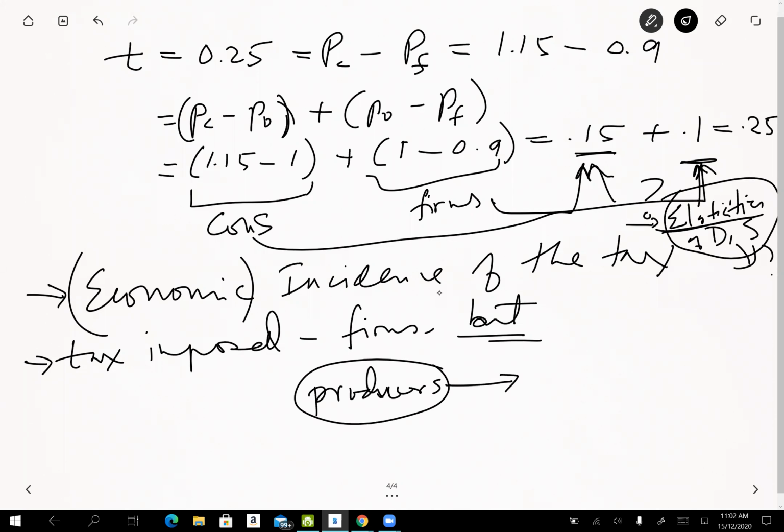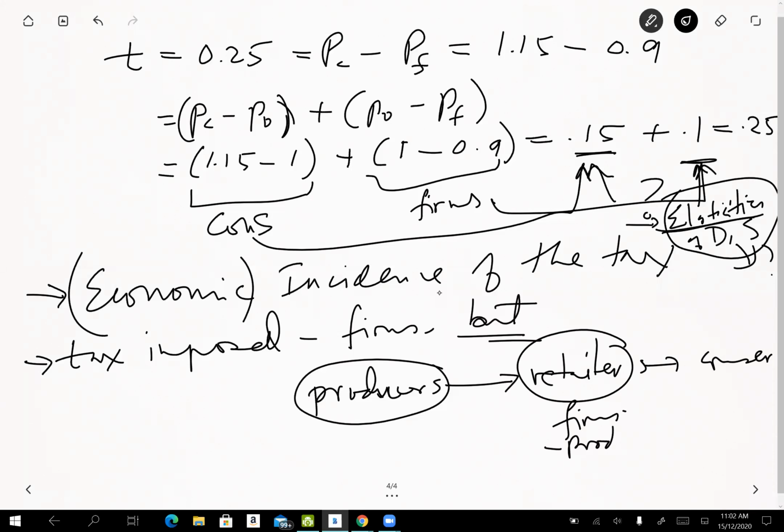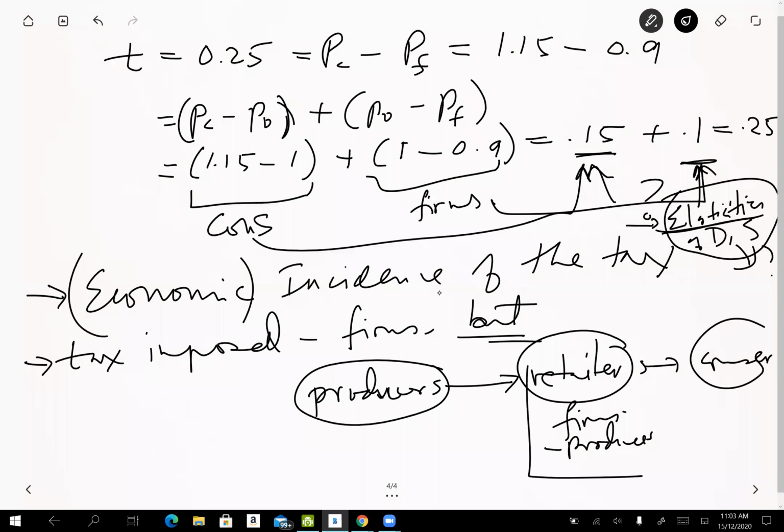The consumers? Not consumers yet, the producers. Now you're talking about the secondary market. The firm here is the retailers, and retailers sell to the consumers. In our economic example, normally we put this as firms, and we assume the firms are also the producers. They can also be the retailers, and that's the consumers. So we assume a simple market like that.